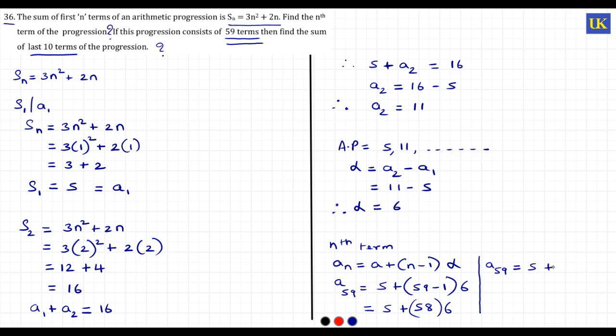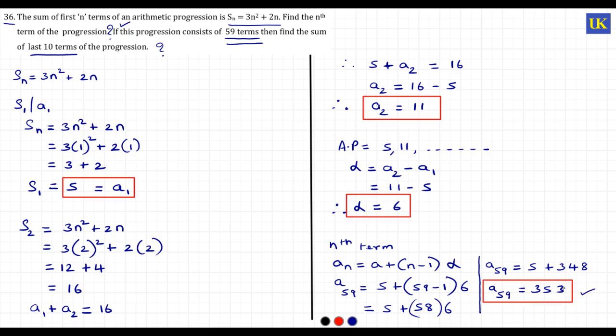So 5 plus 58 into 6 is 348, and a_59 is 353. So we have essentially solved the first question here. So now these are our answers: a_1 is 5, a_2 is 11, common difference d is 6, and a_59 is 353. Now we will see the second sub-part of the same question on the next page.